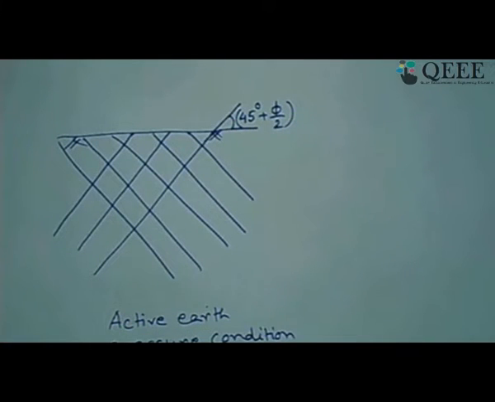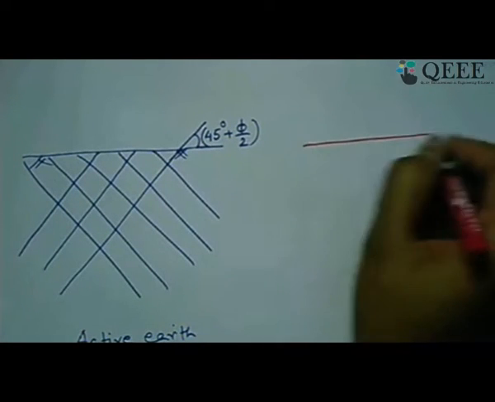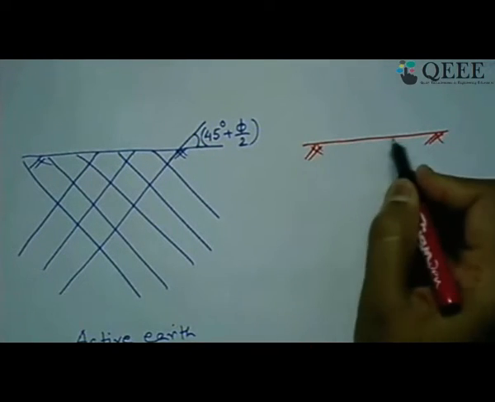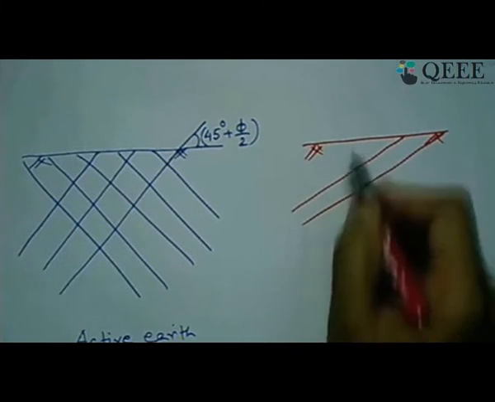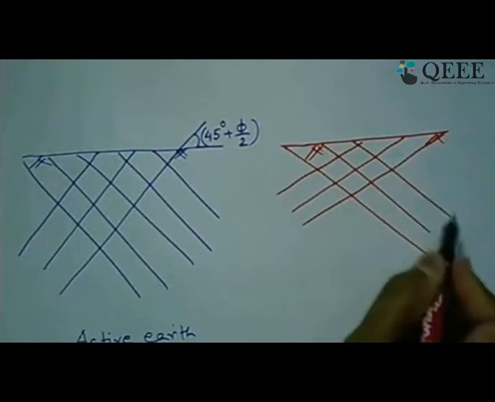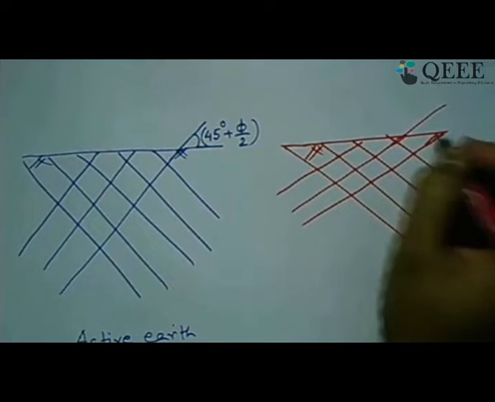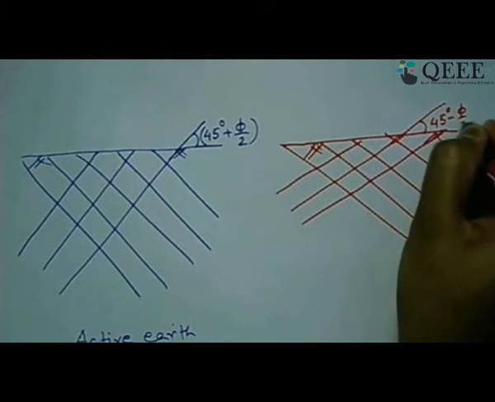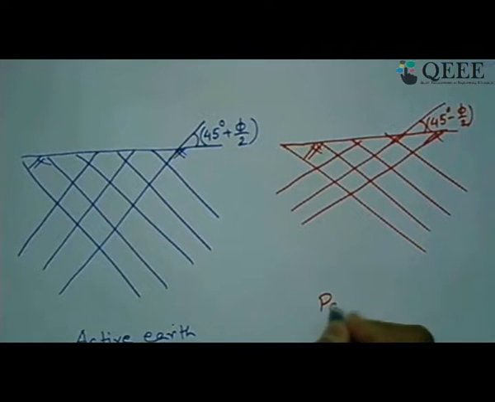For the other case, if I draw the same failure pattern, let us see what I will get for the passive case. In this case, our inclination of the failure plane will be flatter than what we got in the active state, with this angle with respect to horizontal as 45 degree minus phi by 2. So this is for passive earth pressure condition.